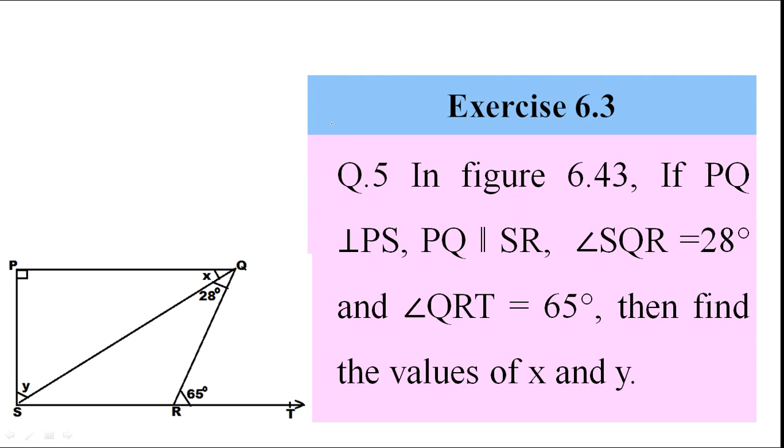Question number 5. In figure 6.43, PQ is perpendicular to PS. See in the diagram, PQ is perpendicular to PS. It means this is a right angle. PQ is parallel to SR. Angle SQR, where is SQR? You can see that is 28 degrees. QRT is 65 degrees. Find the values of X and Y. X and Y are to be calculated.